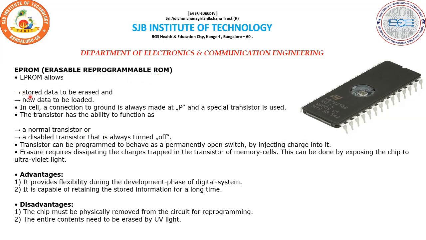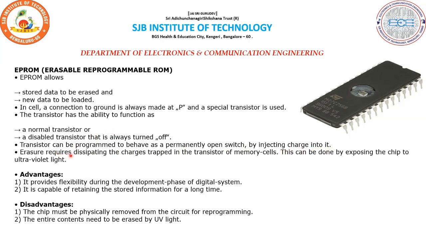So EPROM is the erasable reprogrammable ROM. EPROM allows the stored data to be erased and new data to be loaded. You are able to see the UV light that is exposed so that the content of the memory cell can be deleted. In the cell, connection to the ground is always made at P and a special transistor is used. The transistor has the ability to function as a normal transistor or as a disabled transistor that is always turned off. So the transistor can be programmed to behave as a permanently open switch by injecting charge into it.